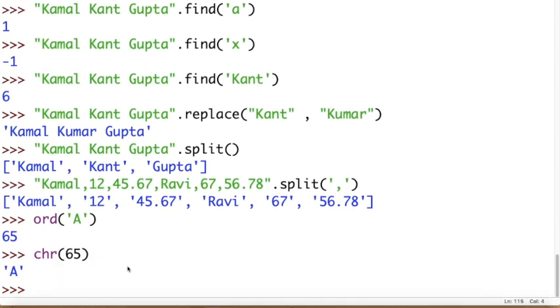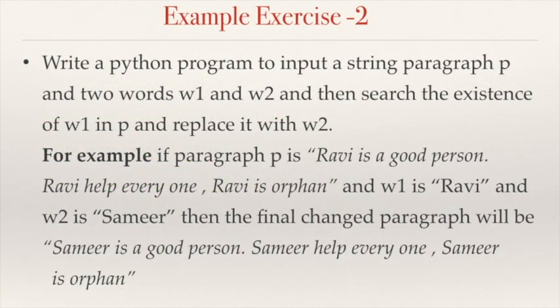So this completes our example code for all the functions which you have just now seen. Now, the application of string related functions: as you have seen many examples related to the functions, the use of functions with a string.